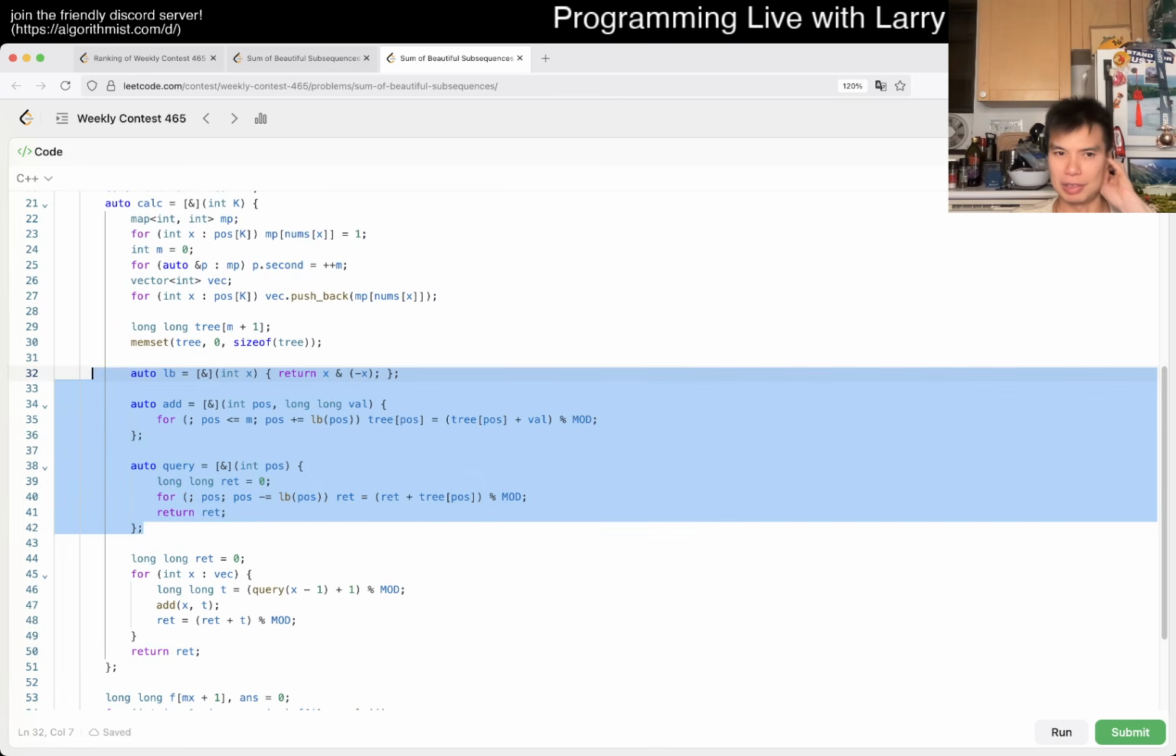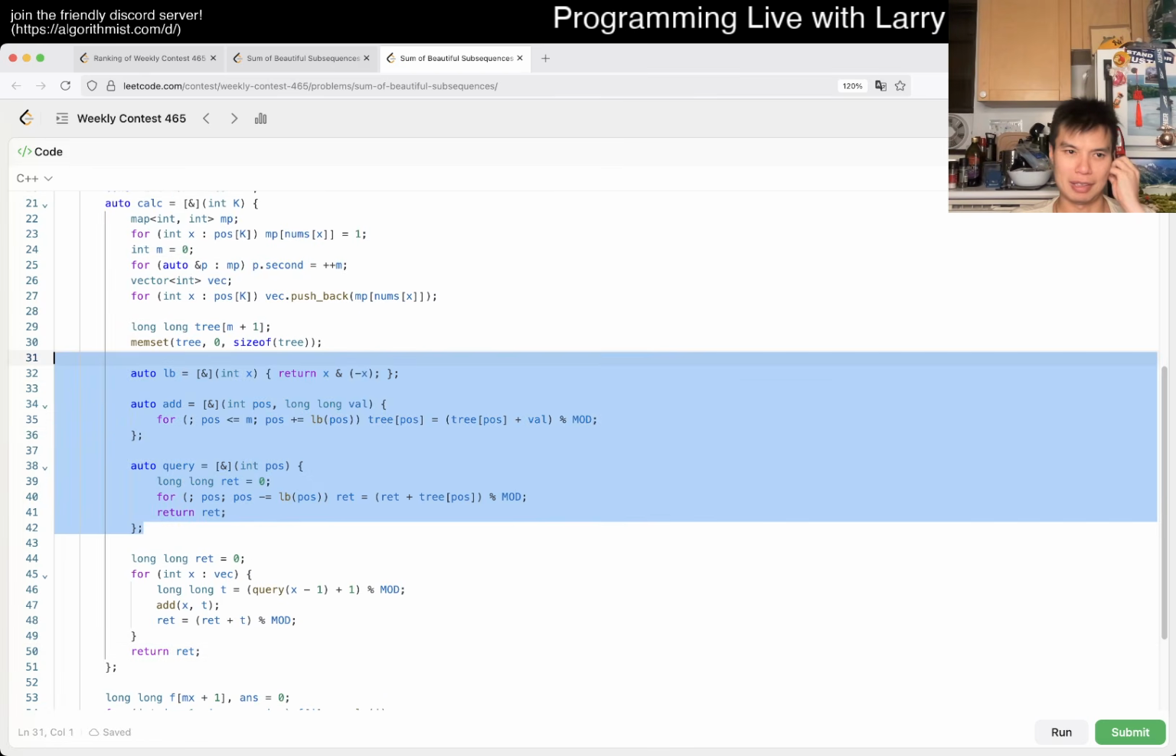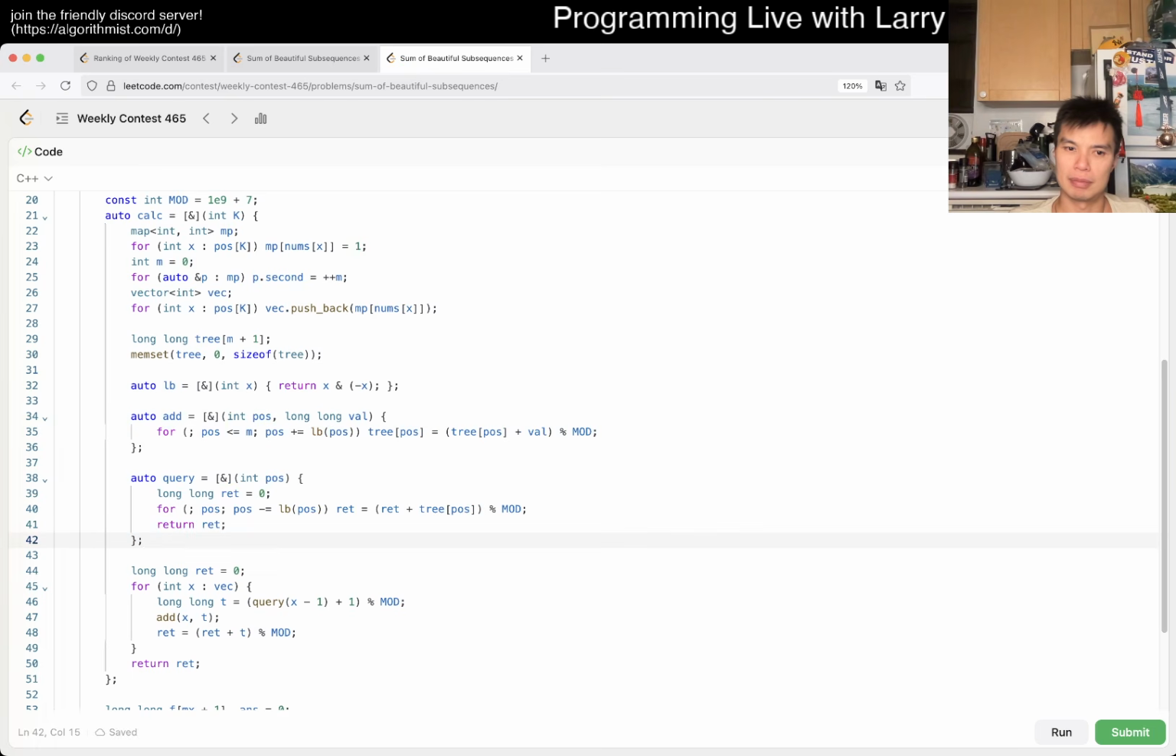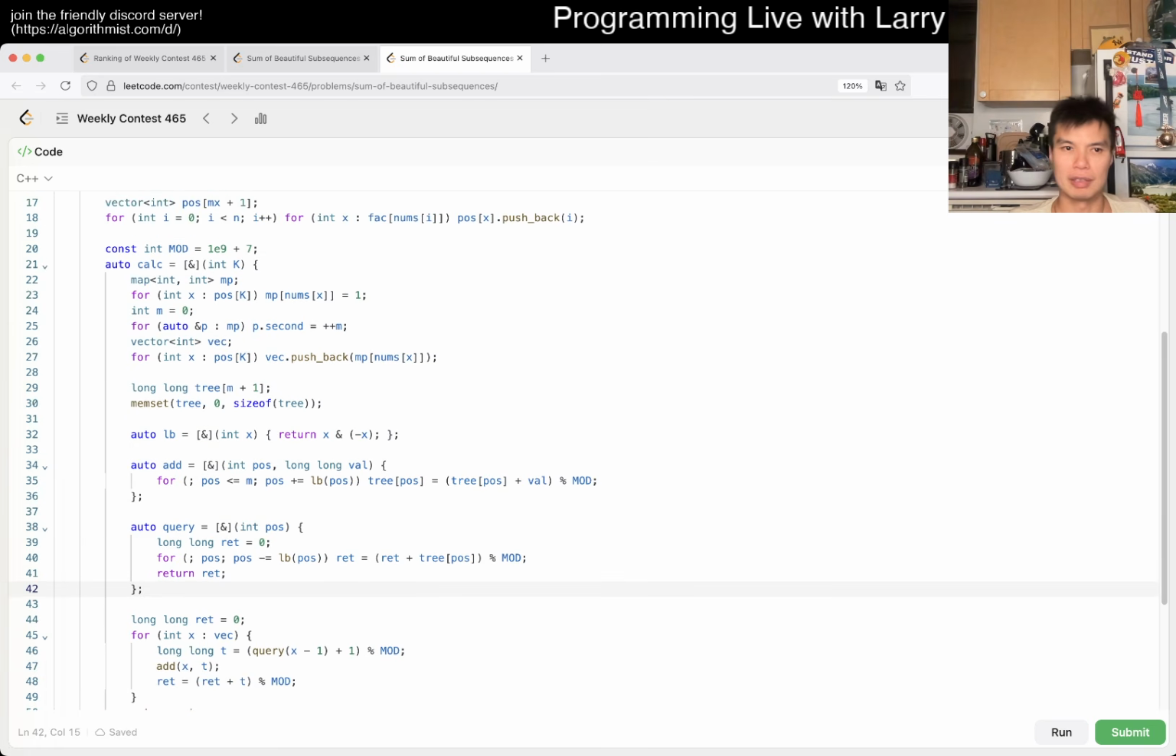So there's a binary index tree. I suspect that's just used to count the number of smaller numbers or something. Actually, we could just read it, right? Oh yeah, wait, do we use MP? Is MP the tree? MP is not the tree though. We push back.